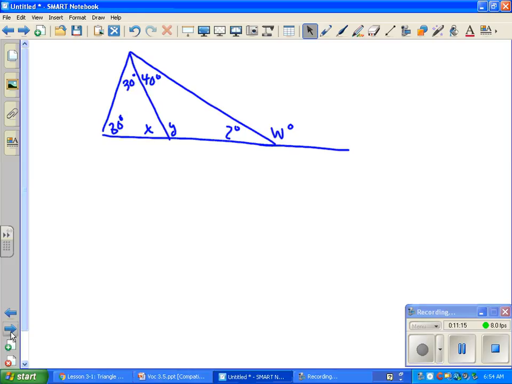So see what you can do with this picture. Try working your way through the picture. Find as many angles as you can. Pause the video.